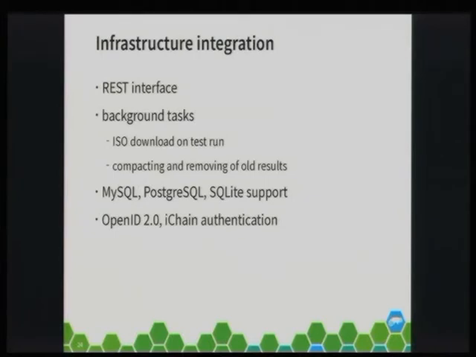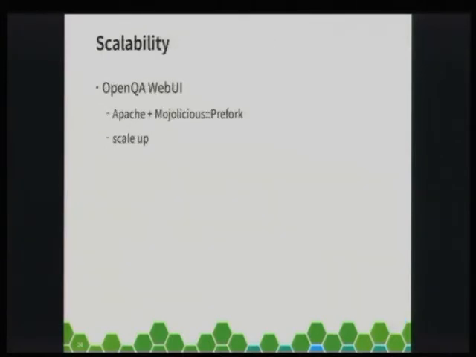So with the infrastructure integration comes scalability. The funny thing is that originally openQA was a single process, single threaded. So when you added more workers to it, you hit timeouts quite often and jobs were terminated due to it and so on. So we've switched to the Mojolicious prefork module, which essentially is a multi-process one. But that's it for our web UI.